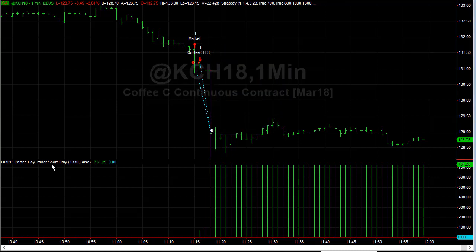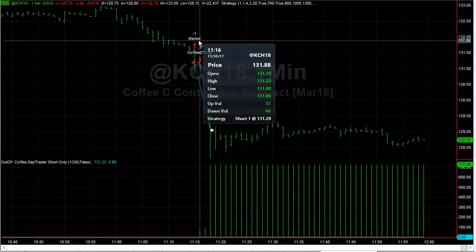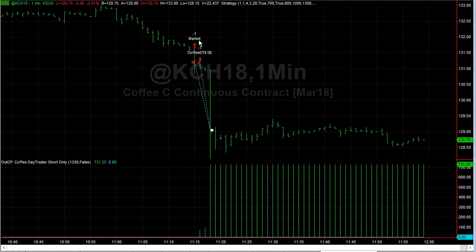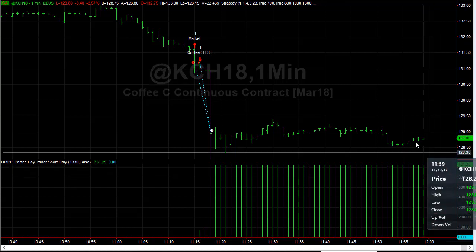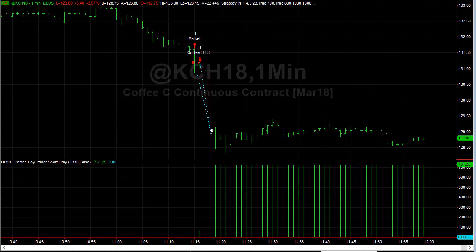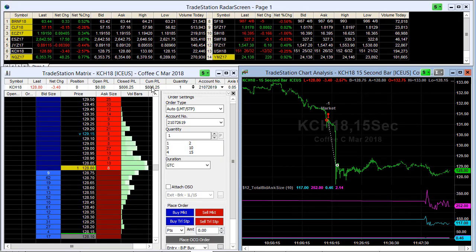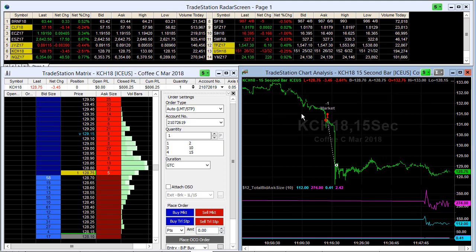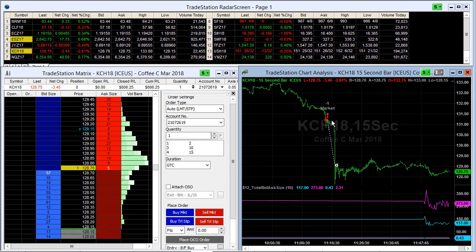You see the OutCP Coffee Day Trader short only. It shows this with the profit minus $75, and so it's 806.25 minus $75, which is 731.25, the hypothetical profit on this trade, but the actual profit is higher. And so you see 806.25 is the actual profit on this trade. And on this window, I don't have the signal, it's just the market. So you see the bubble trade, and so just the actual trade here.